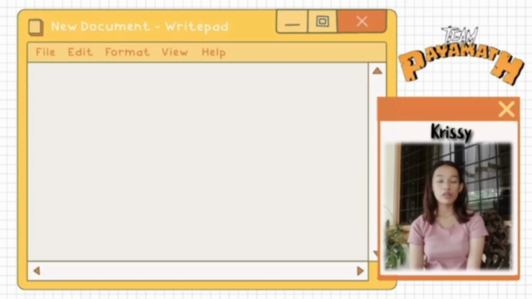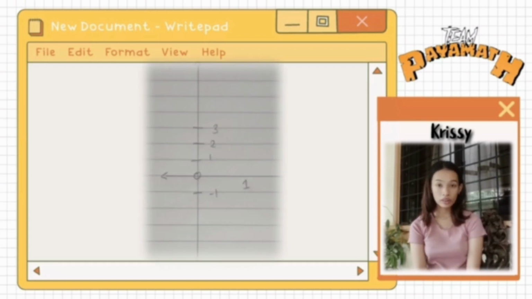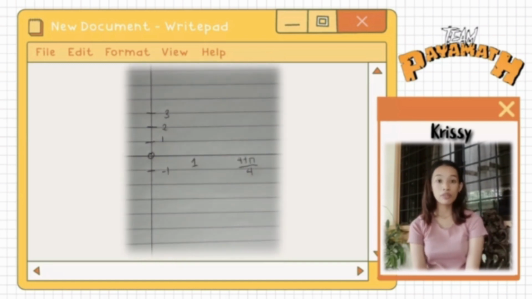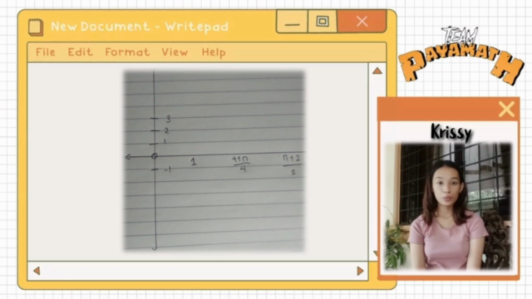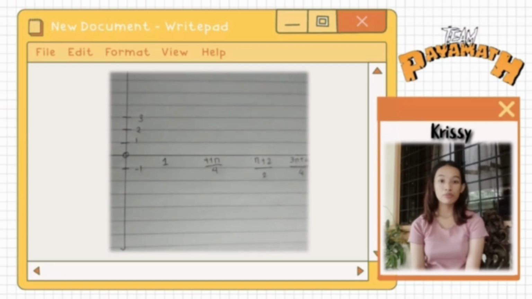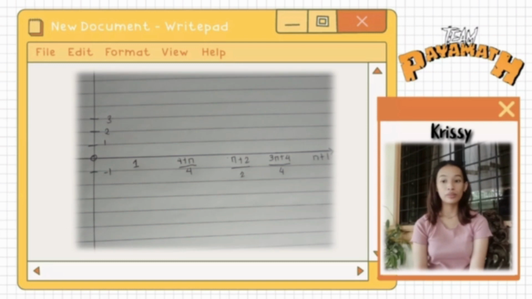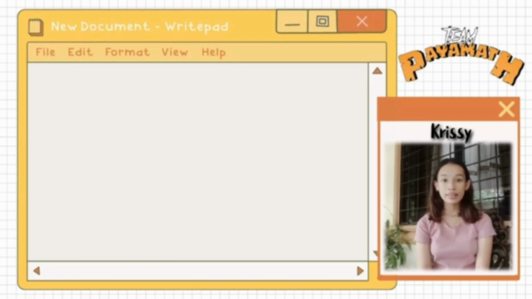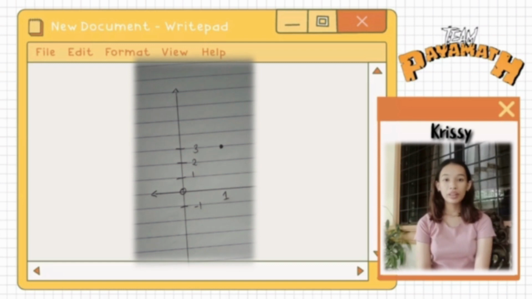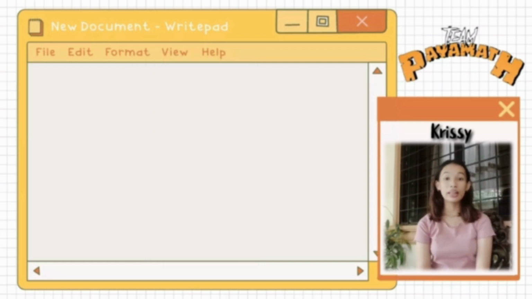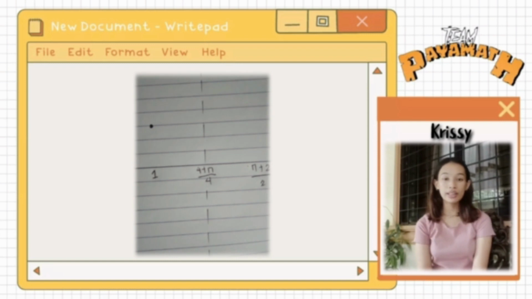Now that we have the values of x and y, we will proceed to plotting on the graph. When we draw our Cartesian plane, the values that we will put on our x-axis are 1, pi plus 4 over 4, pi plus 2 over 2, 3 pi plus 4 over 4, and pi plus 1. The values for our y-axis will range from positive 3 to negative 1. We will have our first point on 1, positive 3, and then it will be followed by an asymptote since our value of y here is undefined.